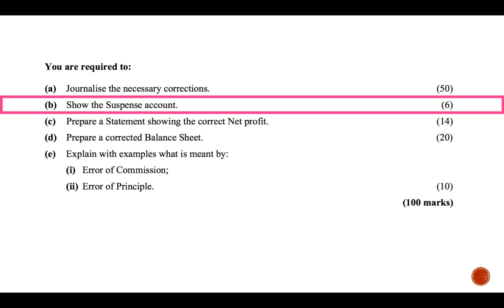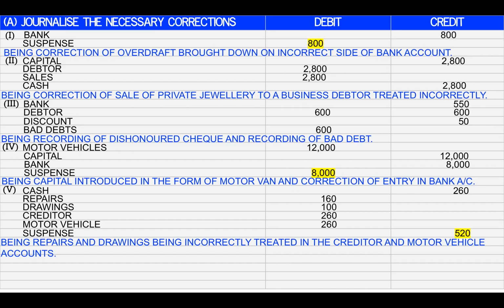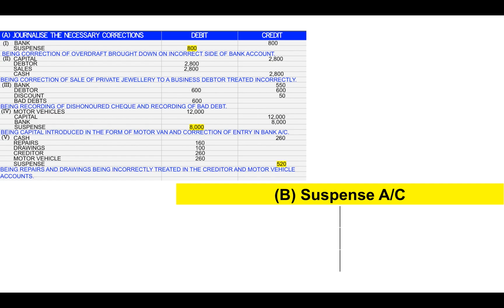So then we have to do part B, show the suspense account. So for 6 marks there, part B. So we highlight any items there in the suspense account, okay? And what we have to do then is quickly just put them into the suspense account. So there's only 2 marks going for each one of these.